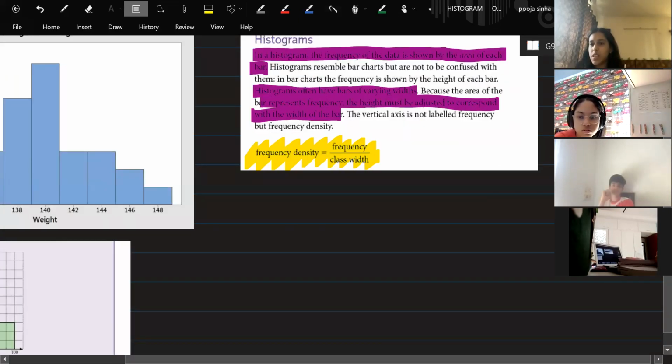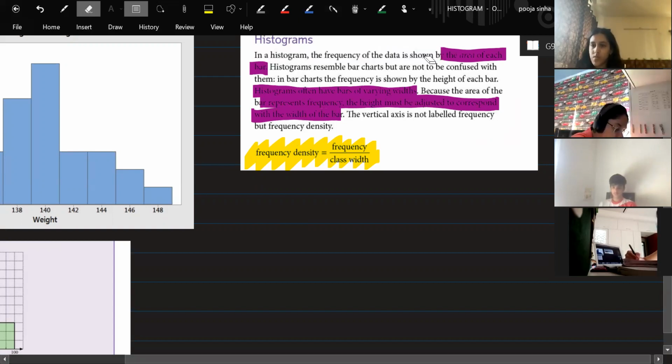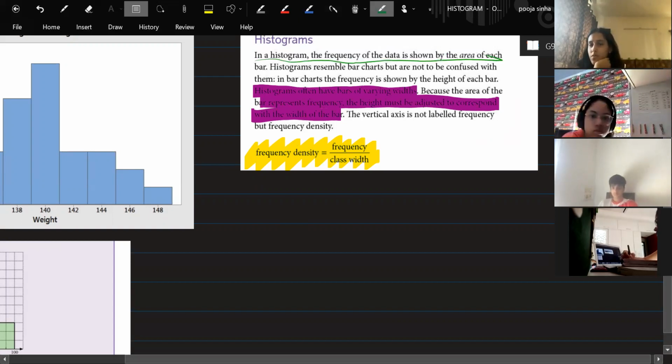Class width is not the area. I'll tell you how. What is the area? Area of the data is shown by the frequency. Okay. Area, we just read here, right? The first line. What was the first line, Tisha? Frequency is the area. Frequency is the area.